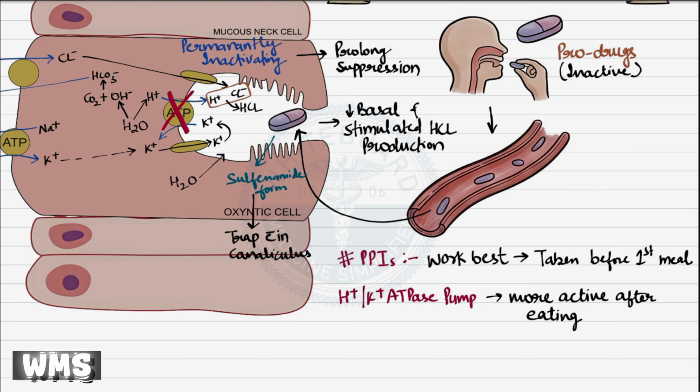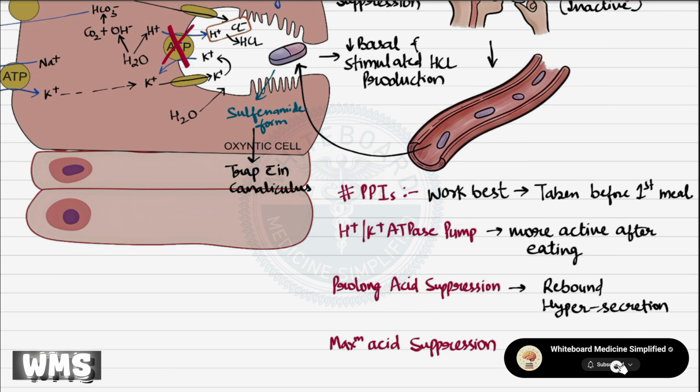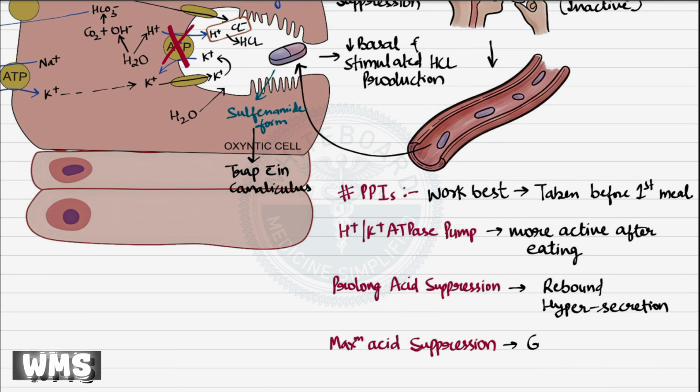Taking PPIs before a meal ensures the most pumps are inhibited, leading to better and longer lasting suppression of stomach acid. Finally, it is also important to remember that prolonged suppression of acid can sometimes lead to rebound acid hypersecretion after discontinuation, which may temporarily provoke symptoms such as dyspepsia. Furthermore, because not all proton pumps are active at the same time, a single dose cannot inhibit every pump immediately. Therefore, maximal acid suppression usually develops gradually over 2 to 5 days of regular once daily therapy.